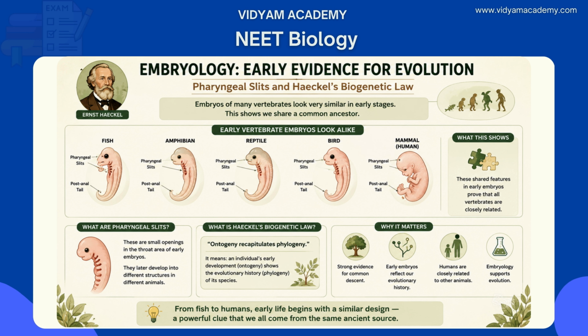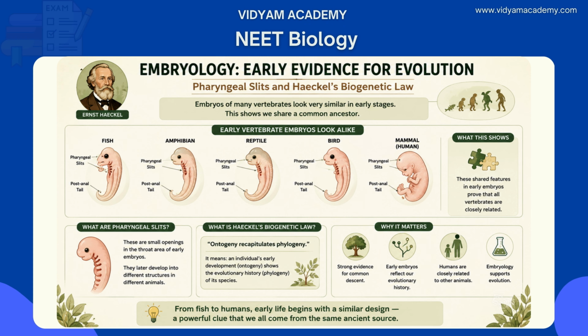At early developmental stages, vertebrate embryos from very different species look remarkably similar. All have pharyngeal pouches, slits, a post-anal tail, similar segmented body plans, and comparable heart layouts. A human embryo at 4 to 5 weeks is nearly indistinguishable from a fish or reptile embryo. Haeckel summarized this as ontogeny recapitulates phylogeny.